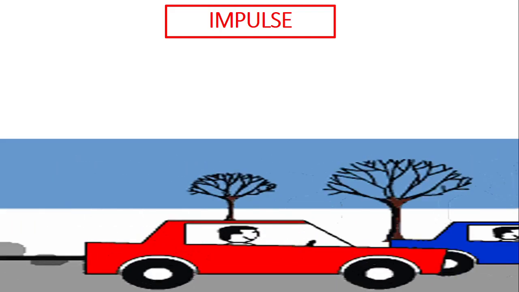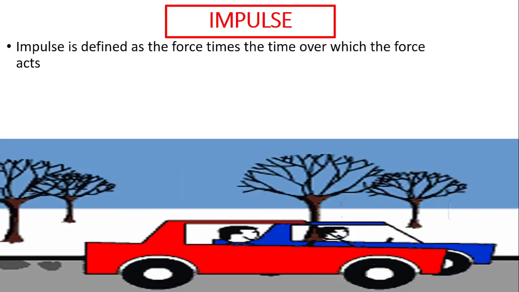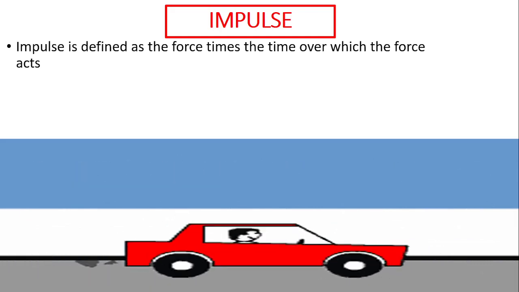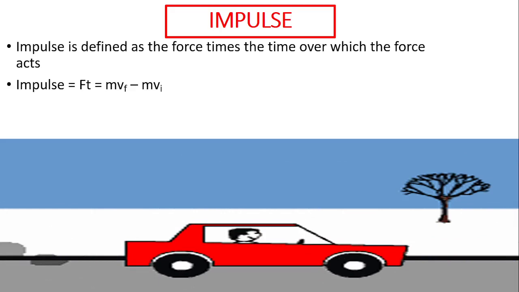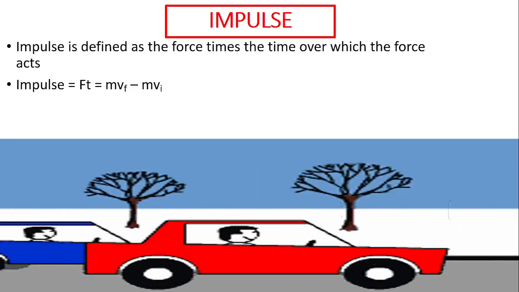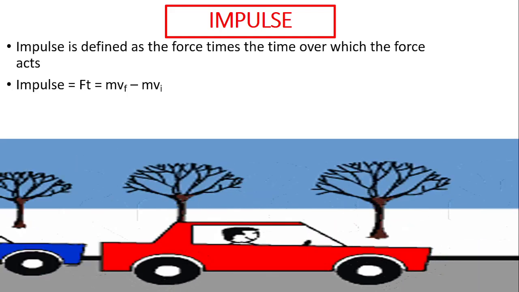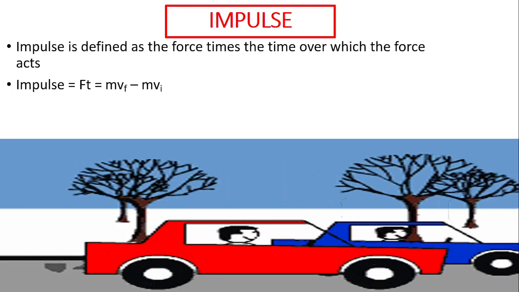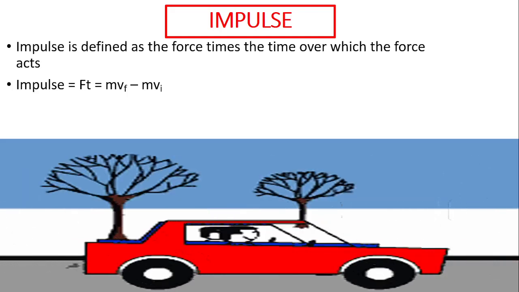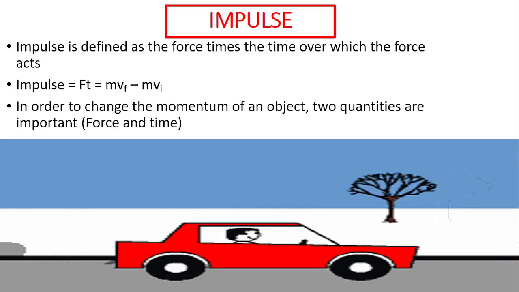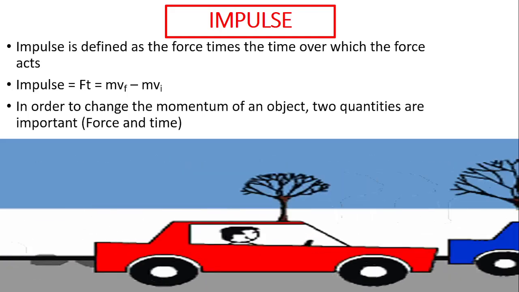Now, what is impulse? Impulse is defined as the force times the time over which the force acts. That's the equation for impulse. Impulse is equal to Ft, F for force and t for time. Or impulse can be explained as the change in momentum.